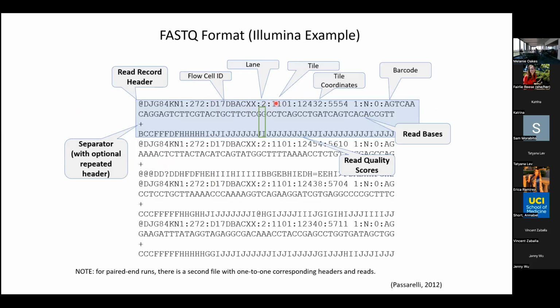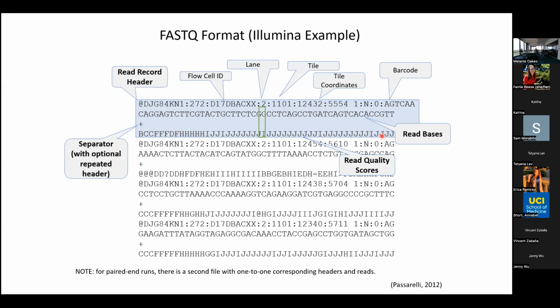And they're labeled by a tile. So this lane has tiles all the way down it on the top and the bottom. And so it's going to tell you which tile that cluster was on. And then it's going to tell you the actual coordinates of where it was on that tile. And then the barcode. And then these would be your read bases. And then this would be your quality score down here, or your Phred score.